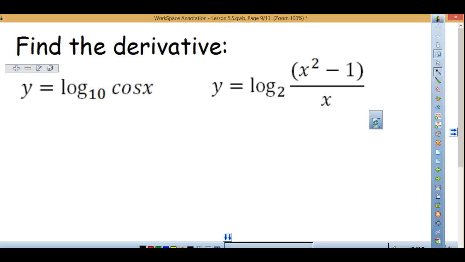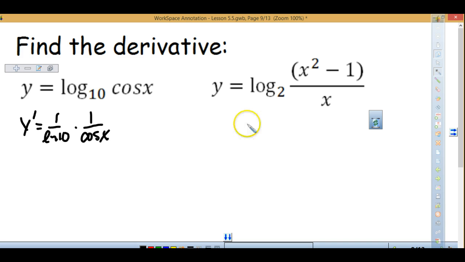Okay, so if I have y equals log base 10 of cosine of x, so the common log, the derivative is going to be 1 over natural log 10 times 1 over the inside times the derivative of the inside because of chain rule. So times negative sine of x.